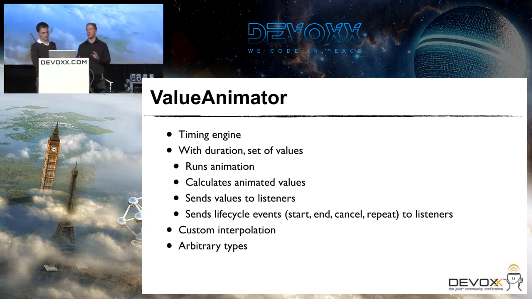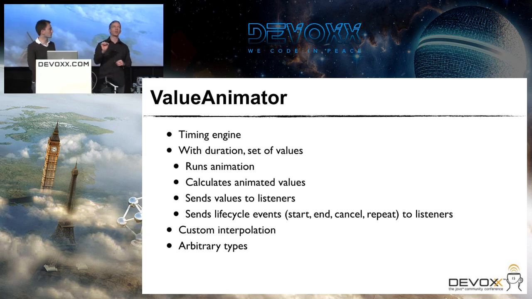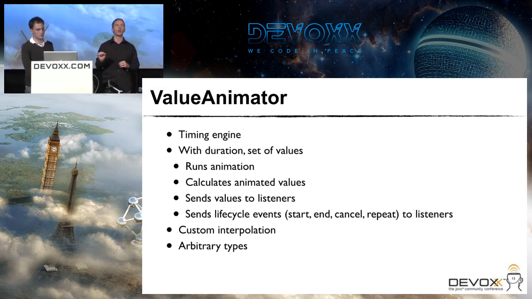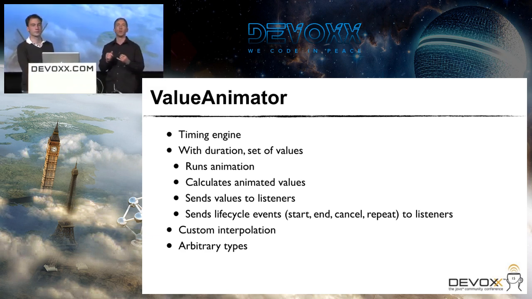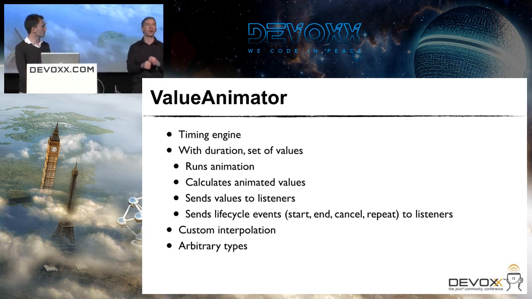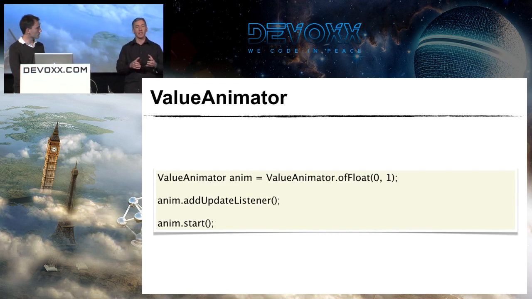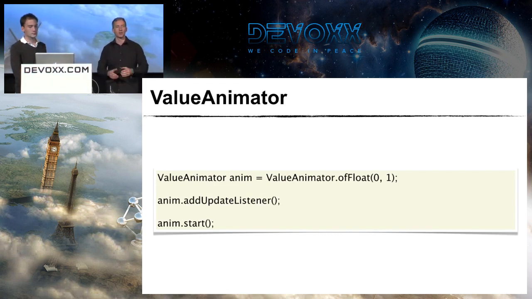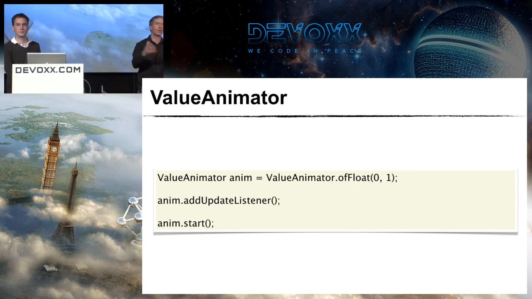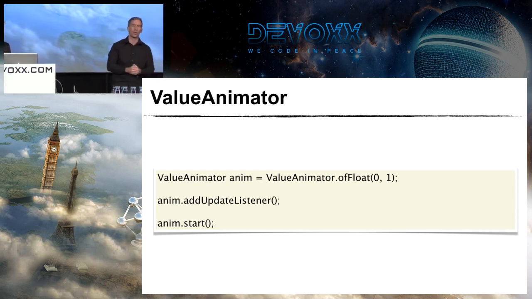Custom interpolation I talked about, and arbitrary types. Lifecycle events are more important with ValueAnimator than other animators in particular. You may want to know when things start and stop so that you can synchronize these events with the rest of your application. But for ValueAnimator in particular, you also want to add yourself as an update listener because it will calculate the values, but it won't do anything with them. It doesn't send them into target objects. Instead, it sends out update events to any listeners, and you plug into those update events and say, okay, now we're in a new animation frame. I'll get your animated value, and then I'll do whatever I want with it.